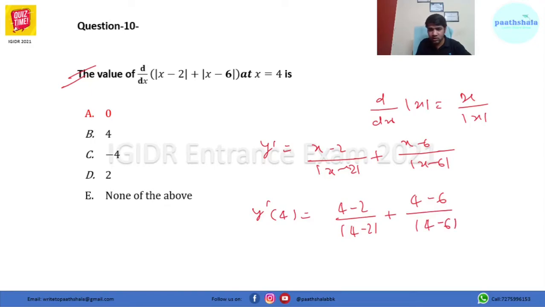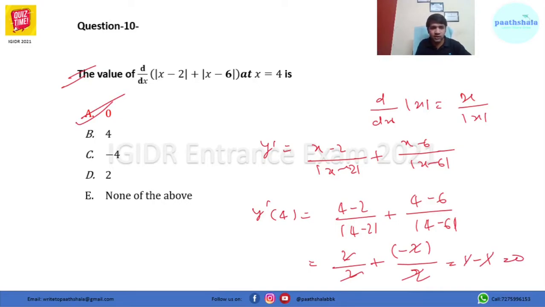Okay, so here the value will come out to be 2 upon 2, but here the value will come out to be minus 2 upon, inside the mod, minus 2, but due to mod it will become positive. So 2 and 2 get eliminated and here it will come out to be 1 minus 1. So the final value will come out to be 0. So option A is the right answer.